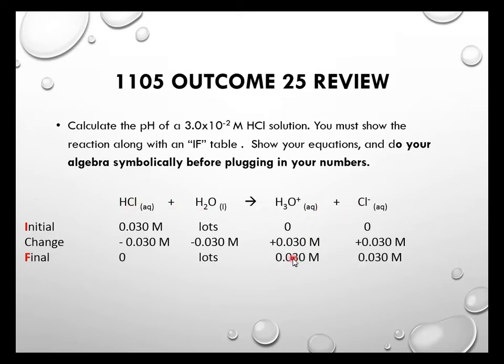The result for the final solution is that no HCl remains, lots of water, 0.03 molar H3O+ and 0.03 molar Cl-. The significance of this is that the pH equals minus log of the H3O+. So since we know the H3O+, we plug that into this equation and we calculate a pH of 1.52.